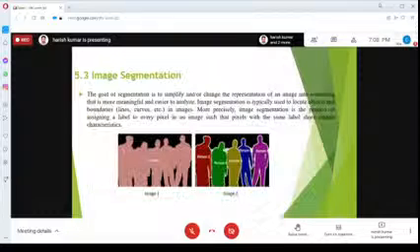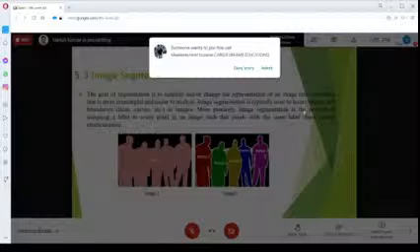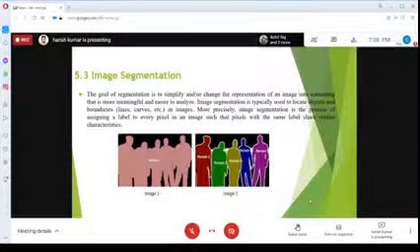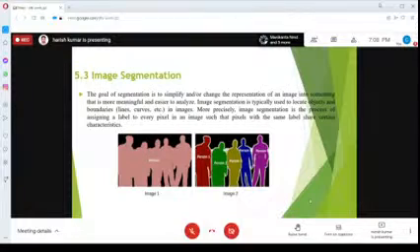The third one is image segmentation. This is also an important process in image processing. The goal of segmentation is to simplify and or change the representation of an image into something that is more meaningful and easier to analyze. Image segmentation is typically used to locate objects and boundaries in images. More precisely, image segmentation is the process of assigning a label to every pixel in an image such that pixels with the same label share certain characteristics. When we observe image one, there are four persons standing over there.